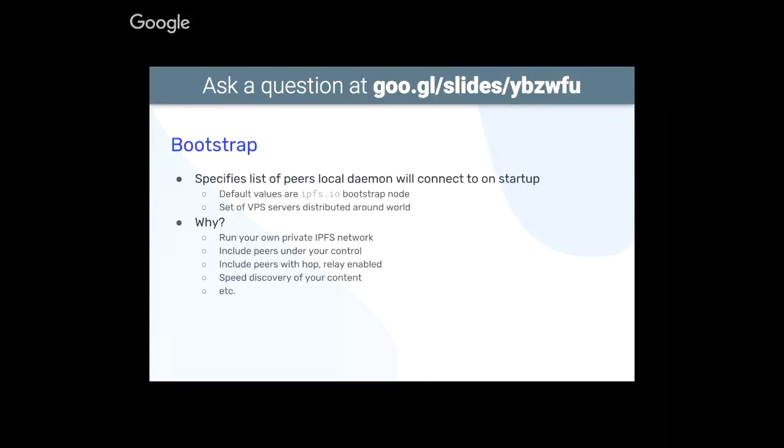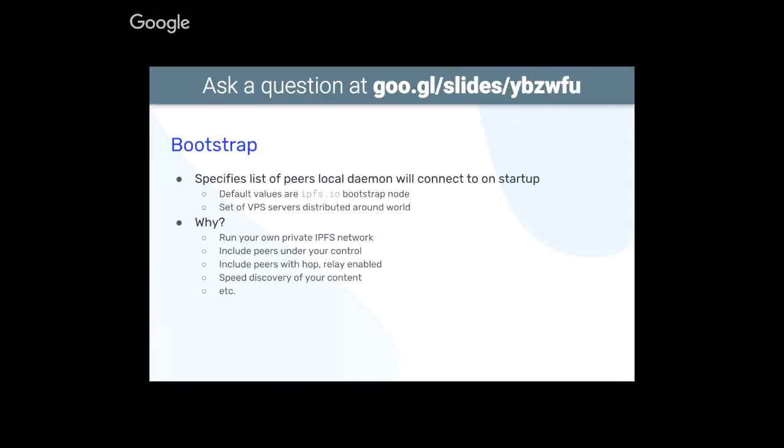Maybe you want to automatically include peers that are already under your control. So you've got some particular assets that are pinned on your local peers, and you want to ensure that any other peers in your network are automatically bootstrapped to connect to the peers that you have. You might want to tweak your Bootstrap peer list in order to speed discovery of those assets, for instance. There's lots of other reasons.